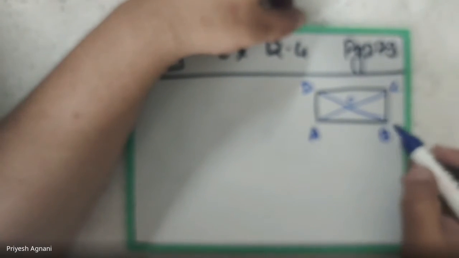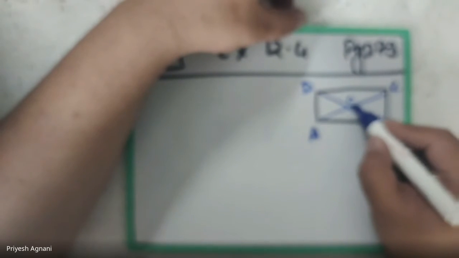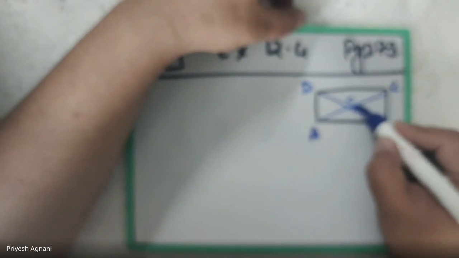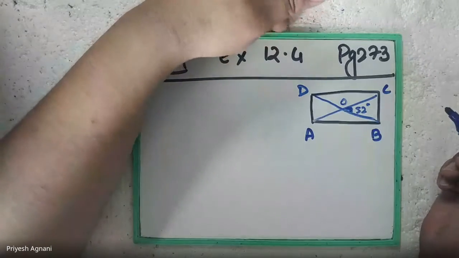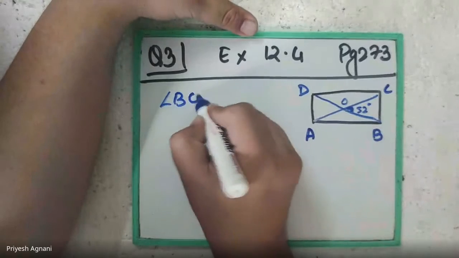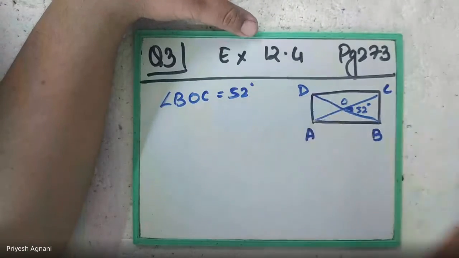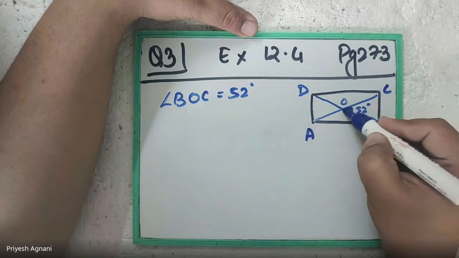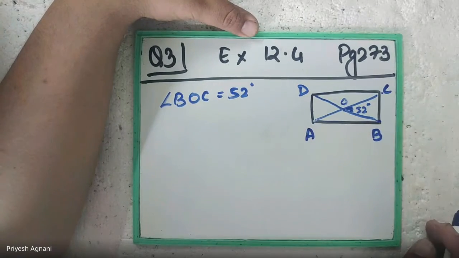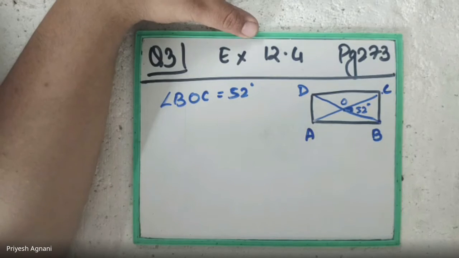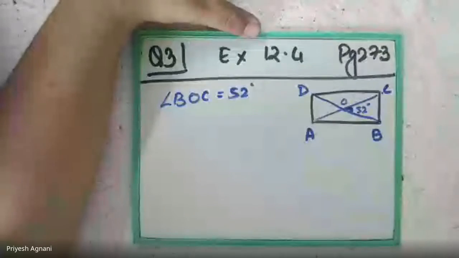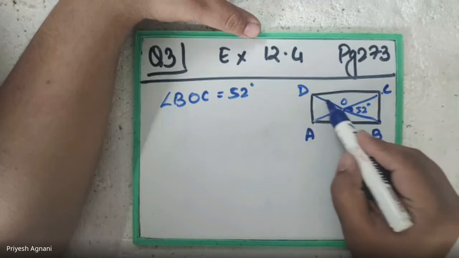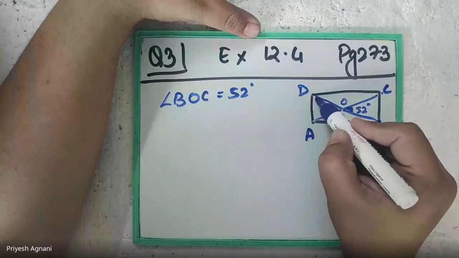If angle BOC, मतलब angle BOC ये वाला जो है वो हो जाएगा 52 डिग्री. यहाँ पे लिखते हैं angle BOC is equal to 52 degree. ये क्वेश्चन में दिया गया. It is given in the question itself. Angle BOC is equal to 52 degree. We have to find angle ODA. ये वाला फाइंड करना है.